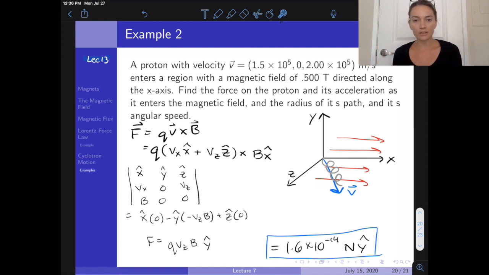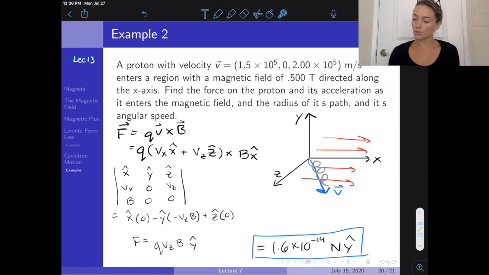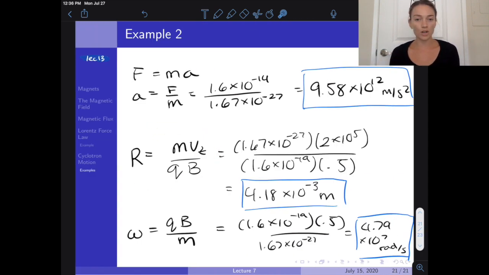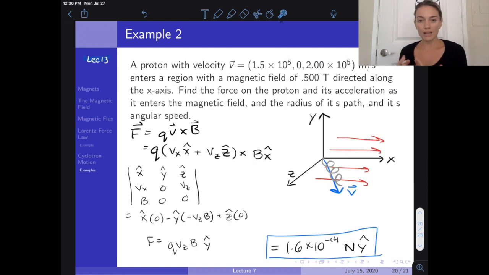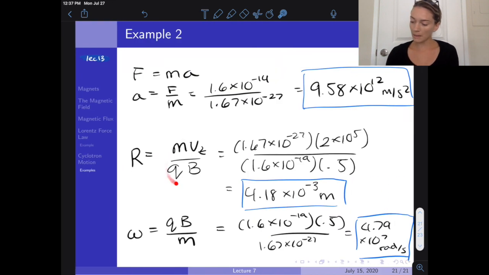So that's why in cyclotron motion, you want to just pick out that perpendicular component of velocity, and that's the one we use when finding the radius, the cyclotron radius, or the force, because the magnetic field doesn't even really know that the parallel component of velocity is there. So again, since the magnetic force is a cross product, only perpendicular components contribute to that force. So that's why I only used Vz here, basically because of that cross product.